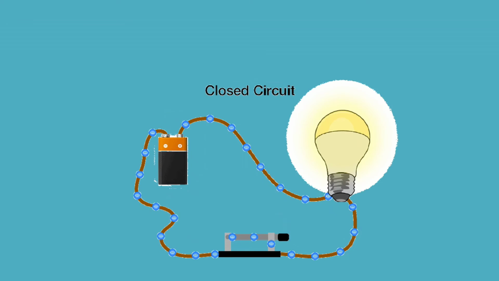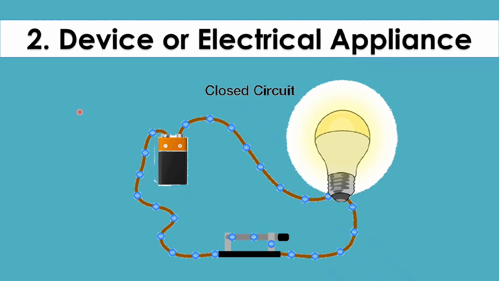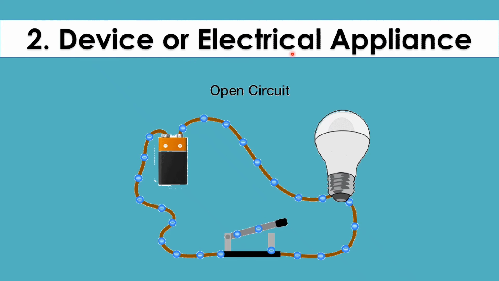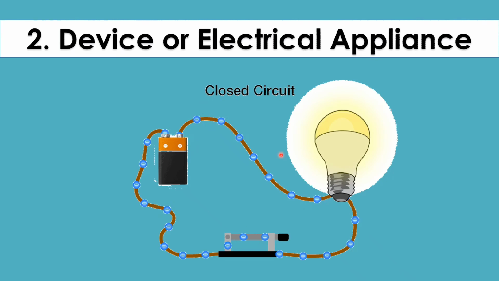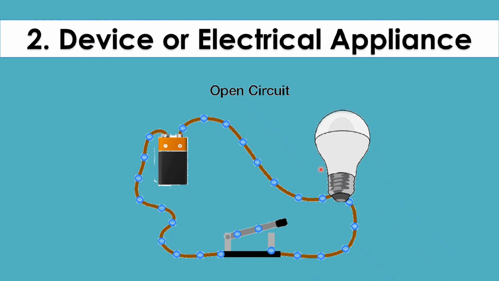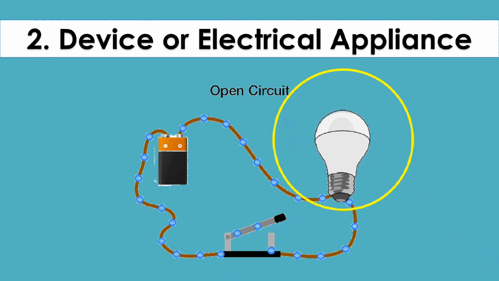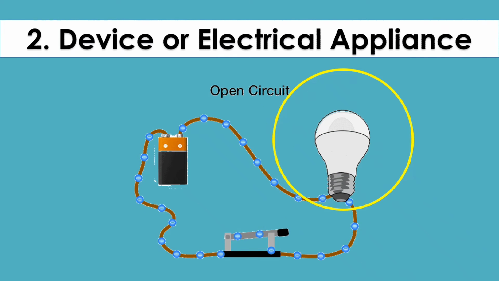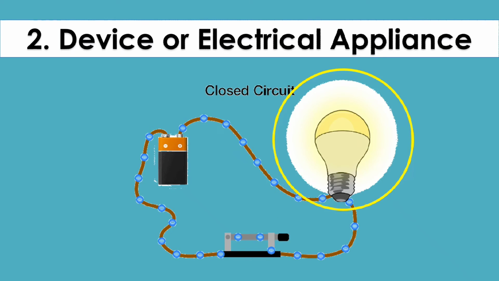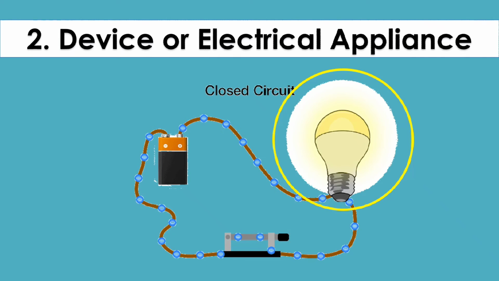The second one, we have the device or electrical appliance. Again, the device or electrical appliance that you want to connect to the battery, okay? So for this time, we use the light bulb. Here, the light bulb is our device or our electrical appliance. A light bulb converts electrical energy to light energy.